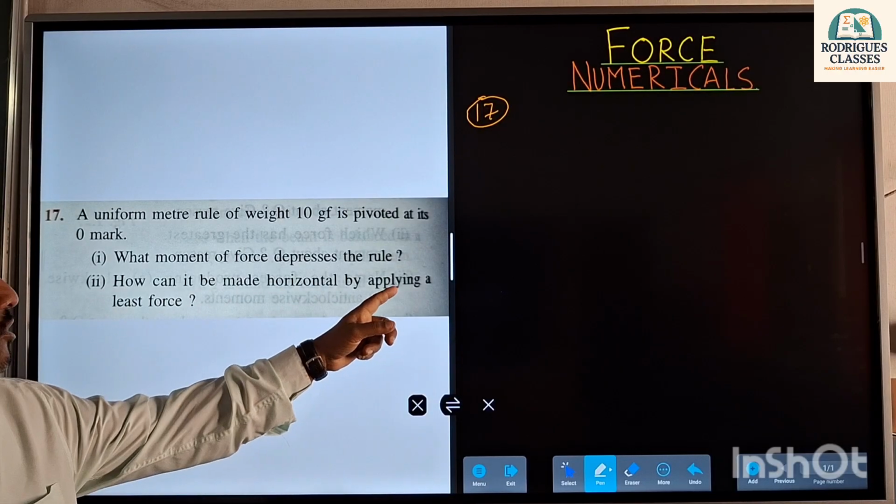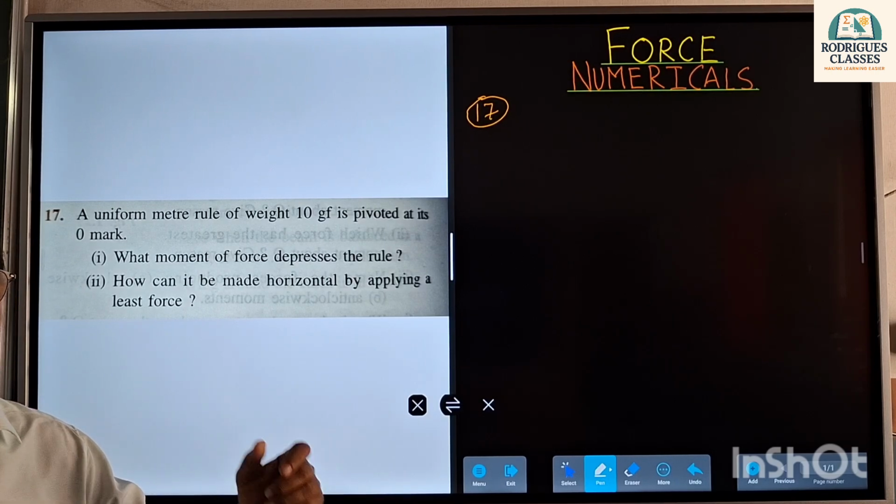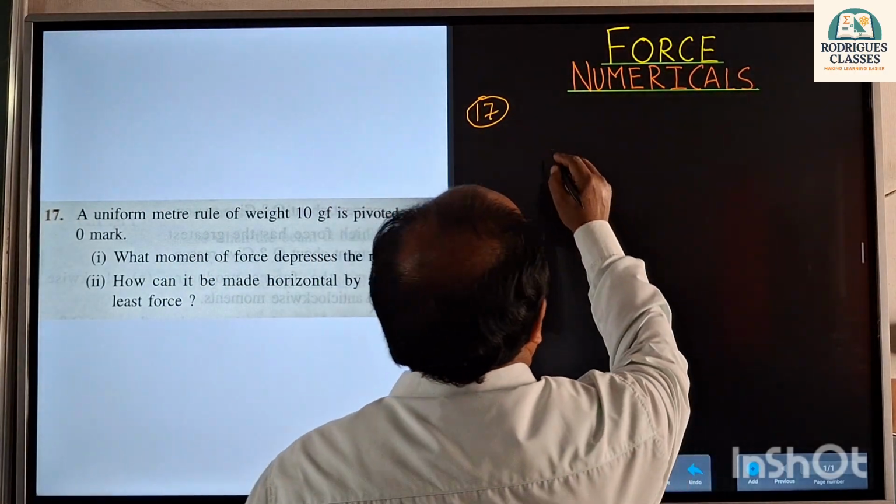How can it be brought horizontal by applying a least force? So then it can be brought to a balanced condition. So it is asked what least force. If you need the least force, your perpendicular distance should be maximum. Let us show it by a diagram first. So a uniform meter rule.